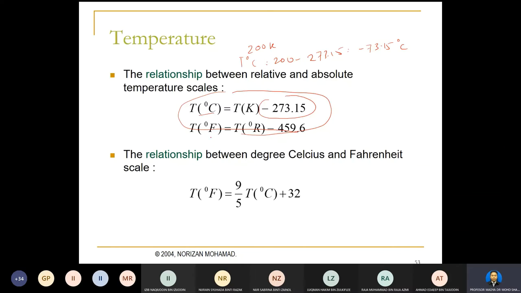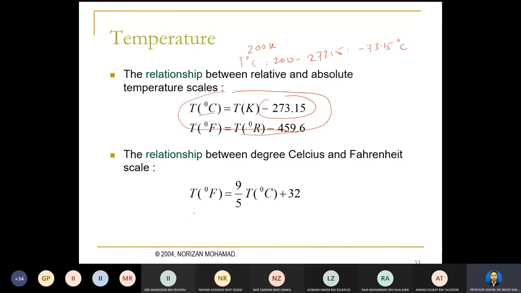And then also we have the relationship between the Fahrenheit and Rankine. So we have to subtract 459.67. This is a fixed value. Both are constants.